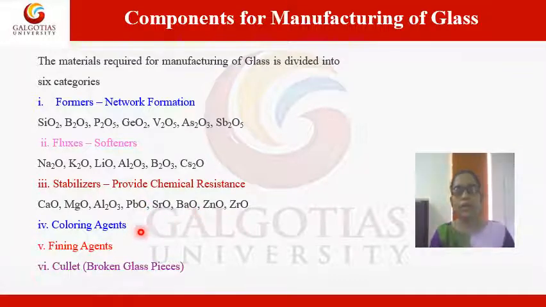Then if you require to produce some colored glasses, some coloring agents are required. We'll discuss in the coming slides what are the different coloring salts required for different colored glasses. Then there are some fining agents and also coolants, which are broken glass pieces. They are added to these formers during the melting process in the manufacturing of glass.